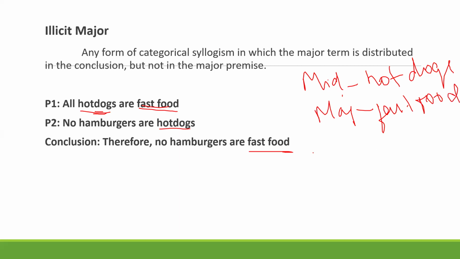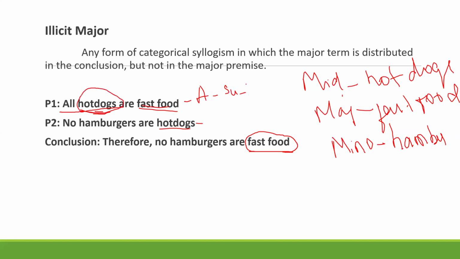Next, what is the minor term? The minor term is hamburgers. Now we have to check whether fast food, the major term, is distributed in either of the premises. All hot dogs are fast food is an A type. A type means the subject is distributed. So the subject, hot dogs, is distributed in the first premise. Hot dogs is the middle term, so the middle term is distributed, not the major term.